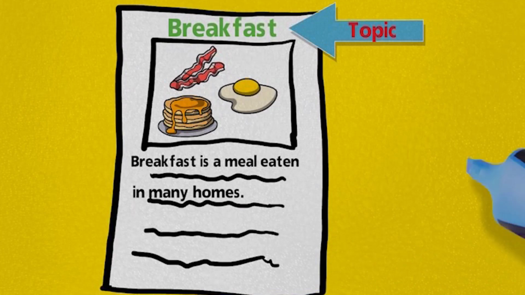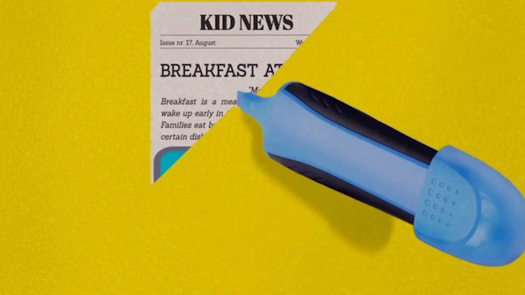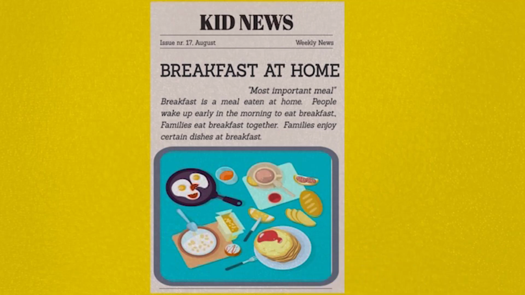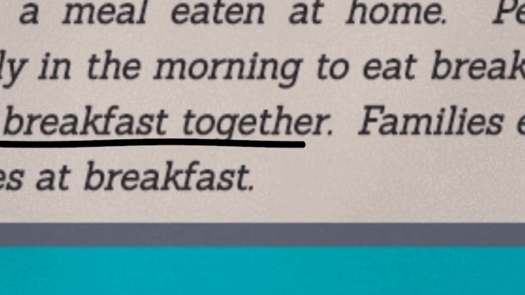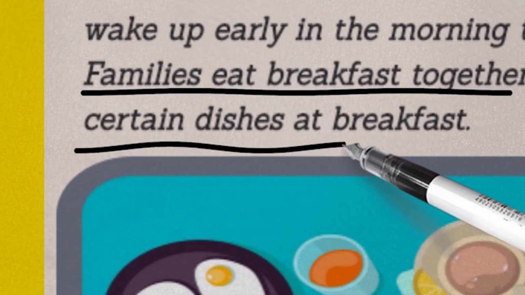What are some key details that you can include in breakfast being eaten at home? You could say that people wake up early in the morning to eat breakfast. You could also say that families eat breakfast together. You may also talk about how family members enjoy different dishes for breakfast. Let's take a look at another example.